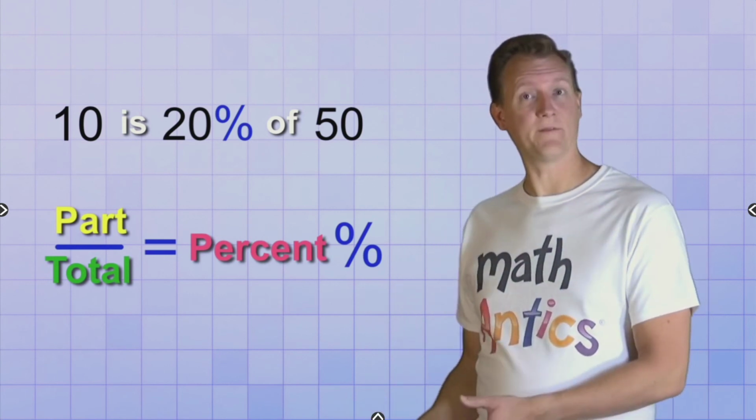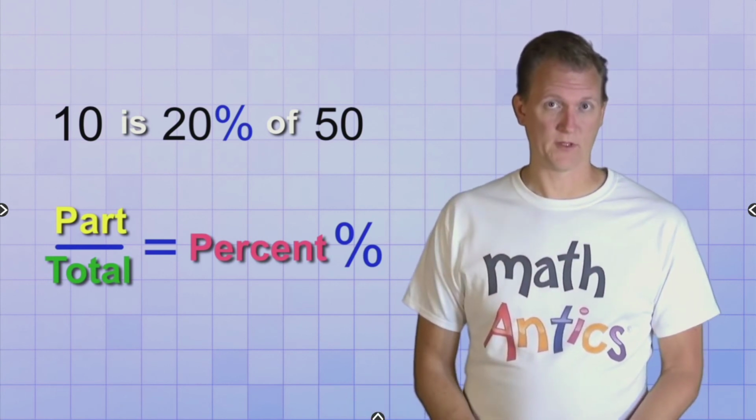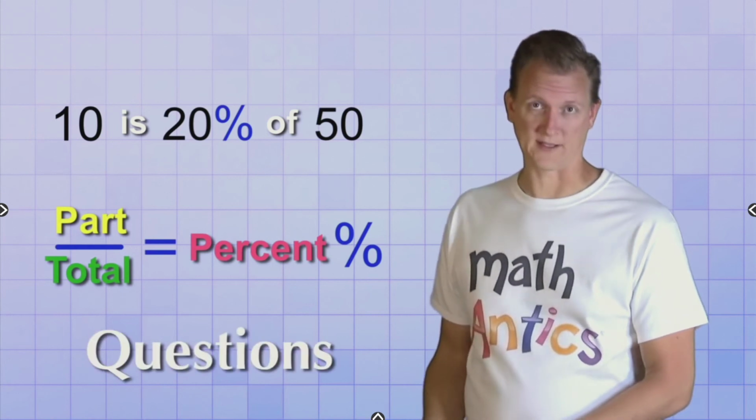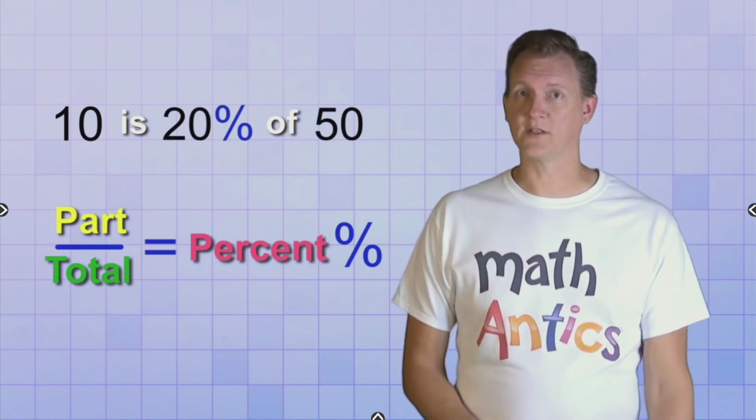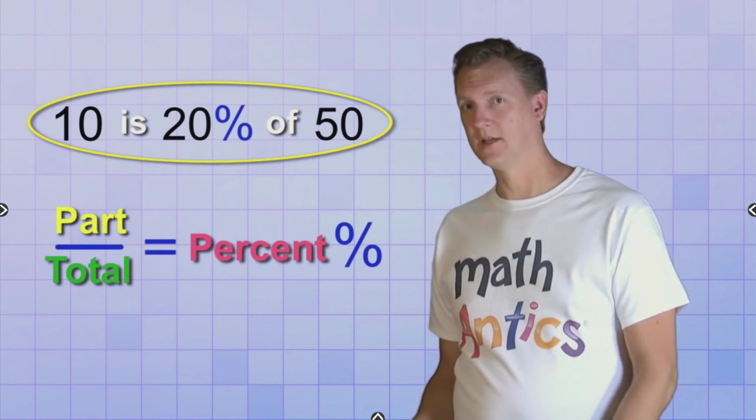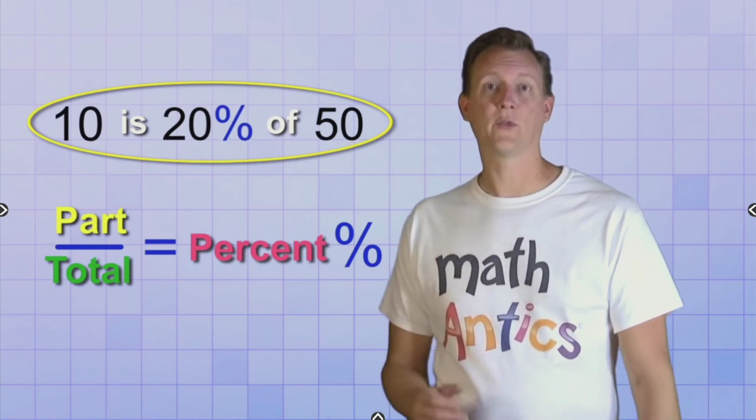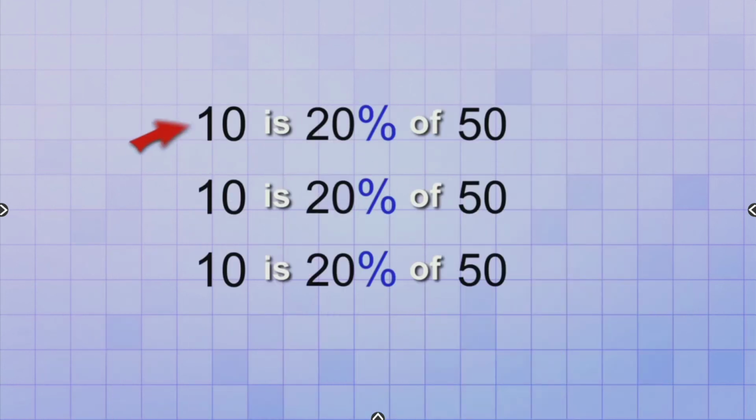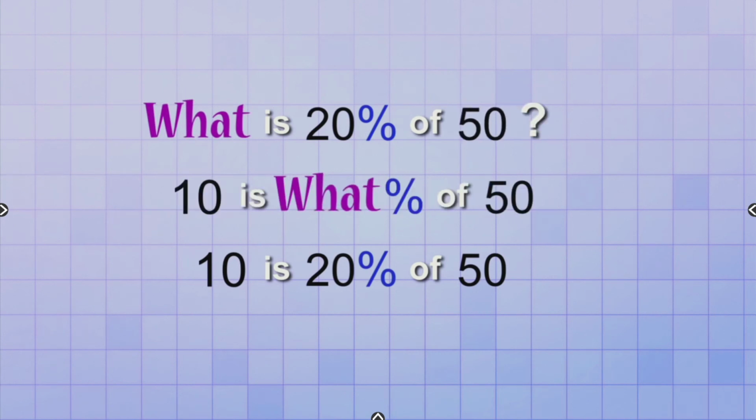And since there's 3 different numbers that can change in a percentage problem, that means there's 3 different questions that you can ask. To see these 3 questions, let's rewrite our original statement 10 is 20% of 50 3 different times. But in the first statement, we replace the 10 with the word what, and it becomes what is 20% of 50. In the second statement, we replace the 20 with what, and it becomes 10 is what percent of 50. And in the third statement, we replace the 50 with what, and it becomes 10 is 20% of what.